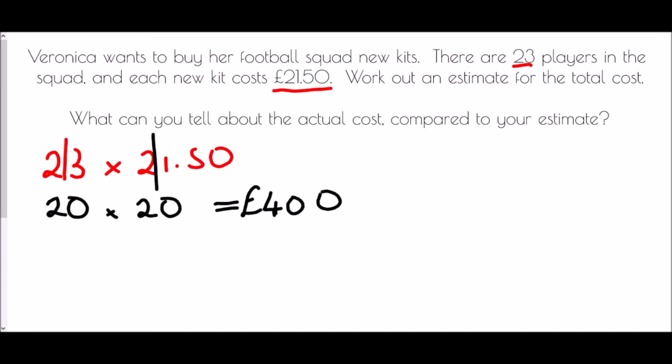Now the second part of the question asks, what can you tell about the actual cost compared to your estimate? Well, we've estimated that the total cost is going to be £400. But again, if we come to the rounding, the first value of 23, we have rounded down to 20. The cost of £21.50, we've rounded down to £20. And so this £400, well, that is definitely an underestimate. And so we can tell it will cost more than £400 because each of the values we actually rounded down.